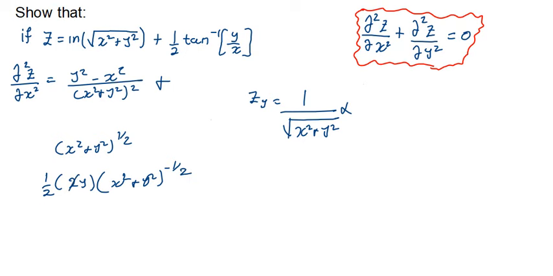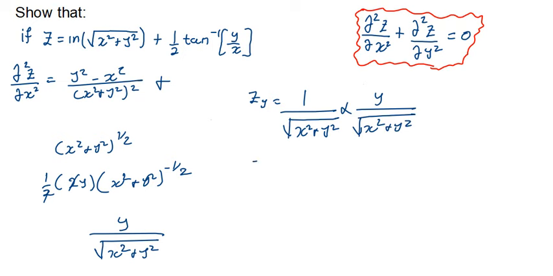So the 2 goes and that goes. What do we remain with? You're going to remain with y over the square root of your x squared plus y squared. And that's what you do. We multiply it by what? y over the square root of x squared plus y squared. So zy is equals to y over x squared plus y squared, like that. So this is our first partial derivative of this one here with respect to y.